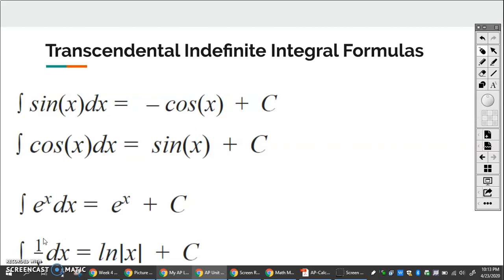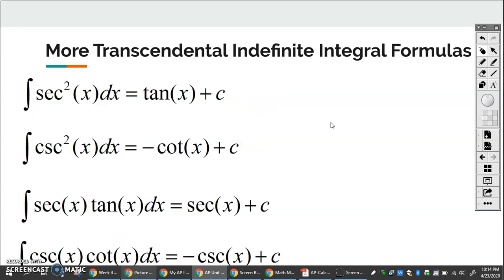And the integral of 1 over x dx, or sometimes you'll see it as dx over x, would be ln of the absolute value of x plus c. Remember that you need the absolute value here because the domain of a log needs to be a positive number. You can't put negative numbers in the domain of a log.